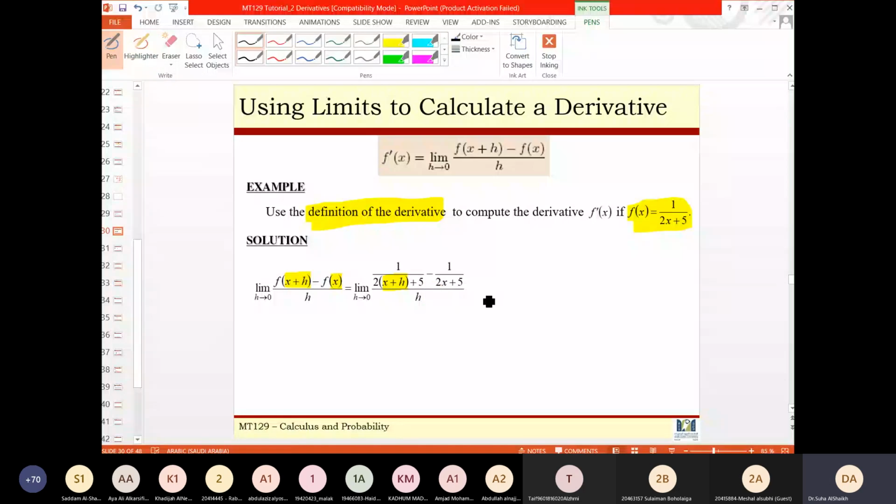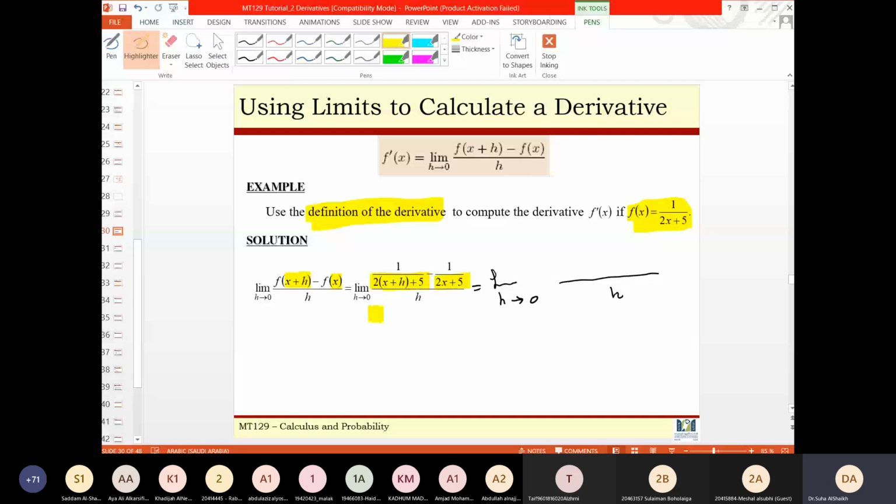Now, what should I do here? This is the limit when h goes to 0, all divided by h, and I have a fractional numerator. I have two parts, both of them are fractions. What should I do? We unify the denominators, right? We make a common denominator for the two amounts that we have. So the first one is 2 times (x plus h) plus 5. The second one is 2 times x plus 5.